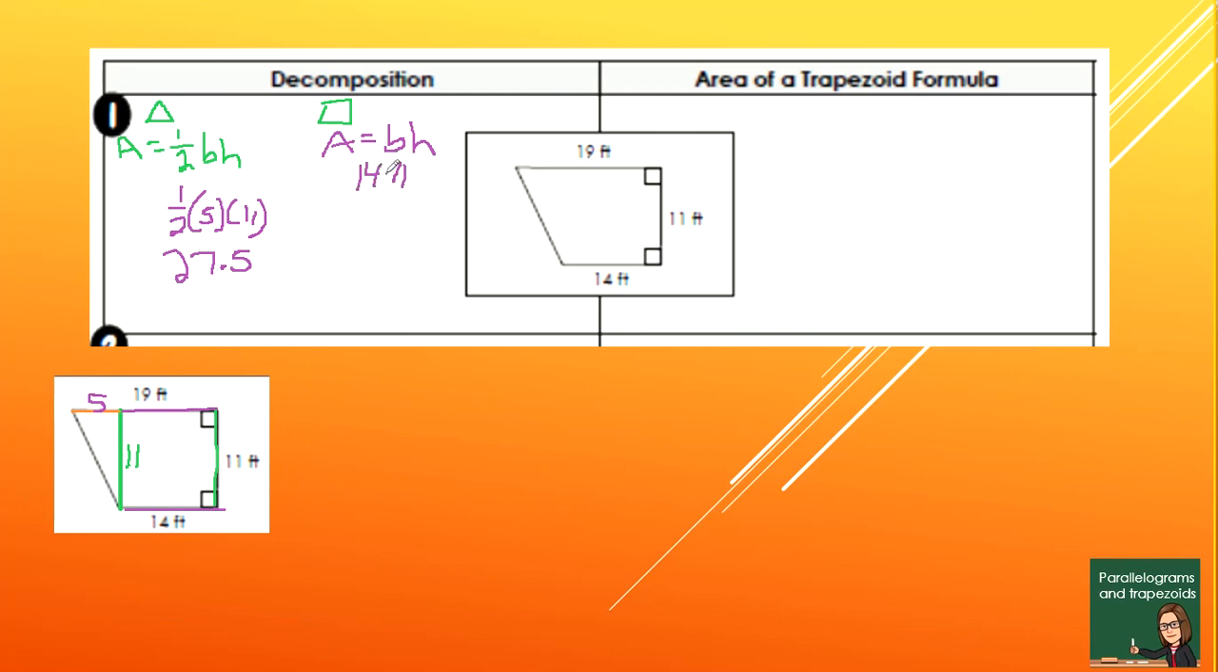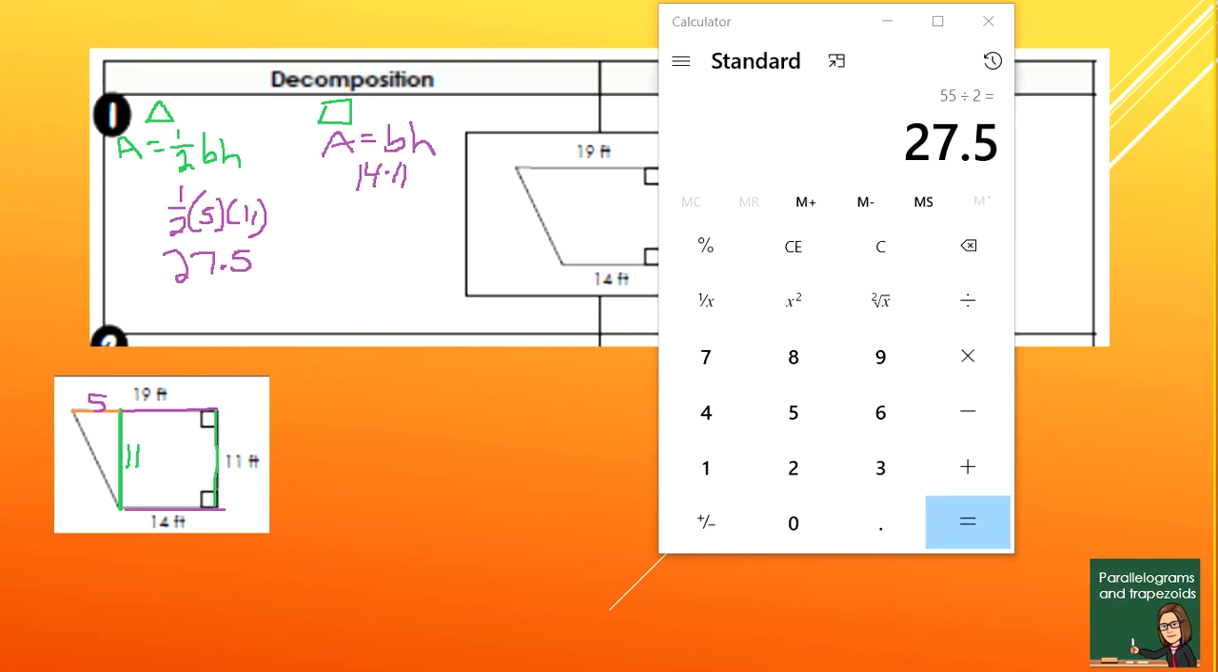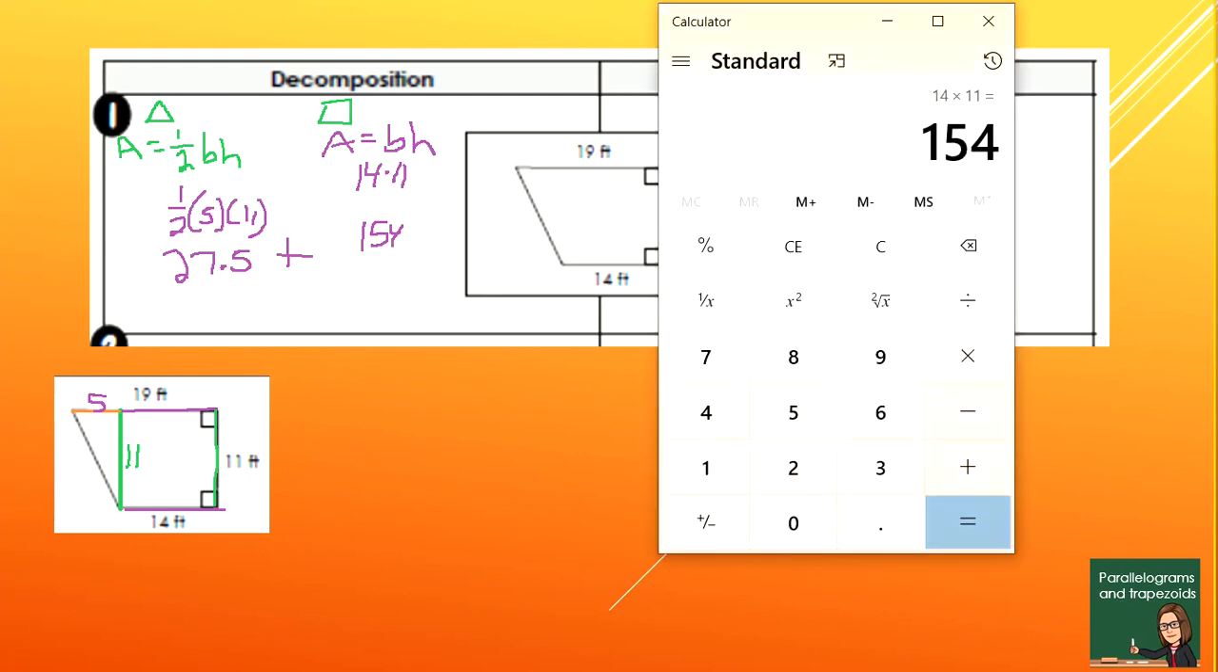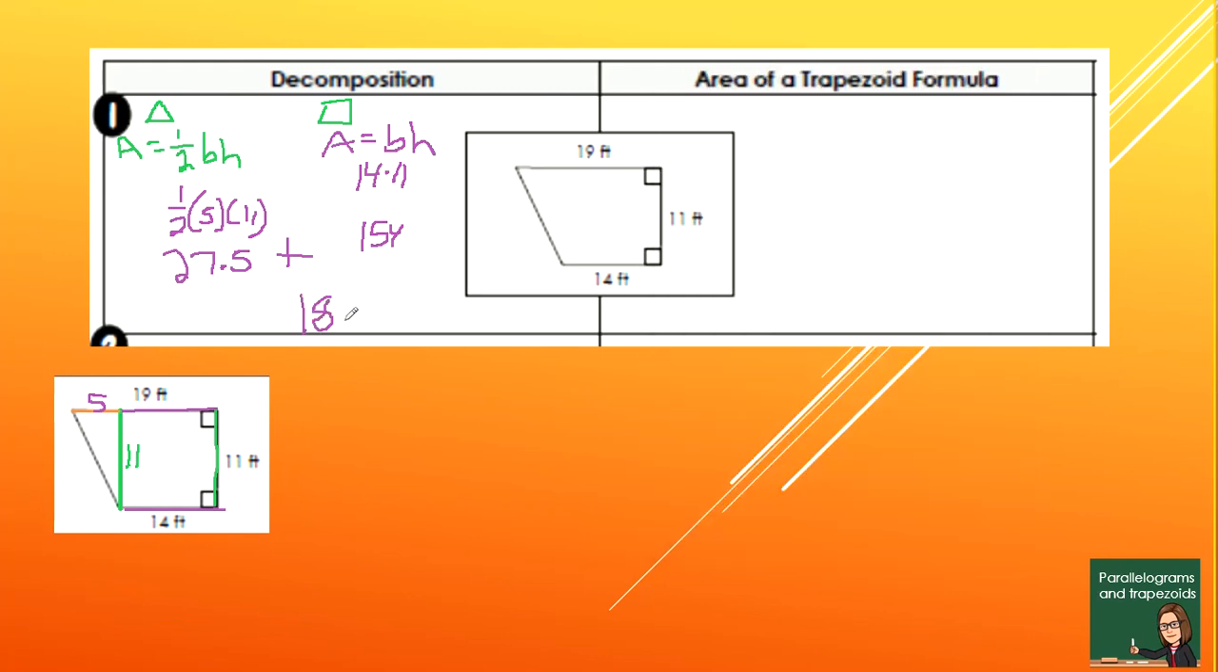So I'm going to put that in my calculator also. 14 times 11, and I get 154. So this is 154, the other shape. Now, if this is 154 and this is 27.5, I need to add them together to figure out the total. So 154 plus 27.5, and I get 181.5. Well, let's see if I did it right. We're going to see if we did it right, and you're going to say feet squared, by using the formula.